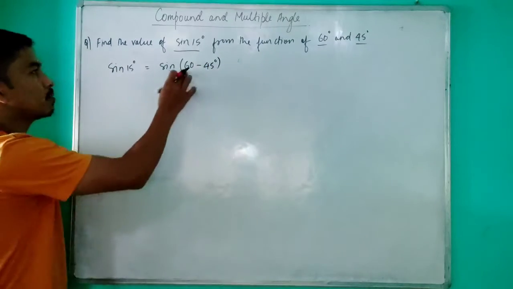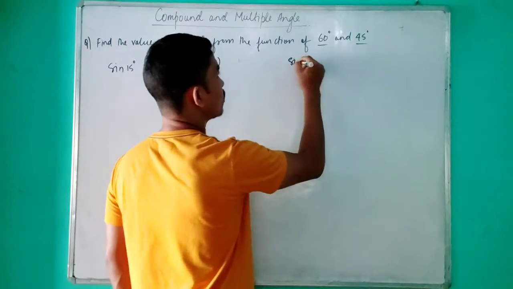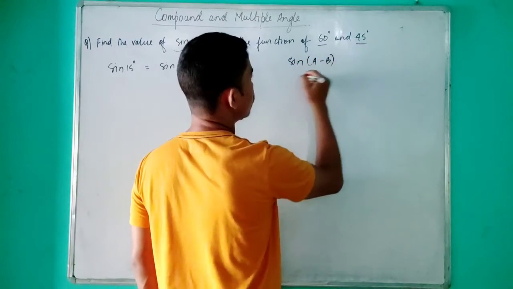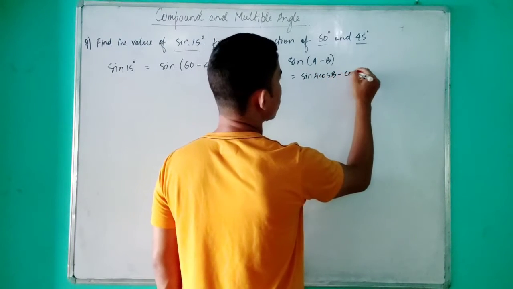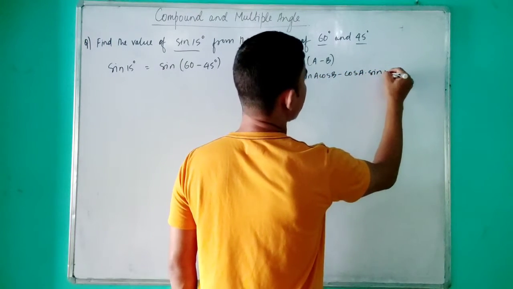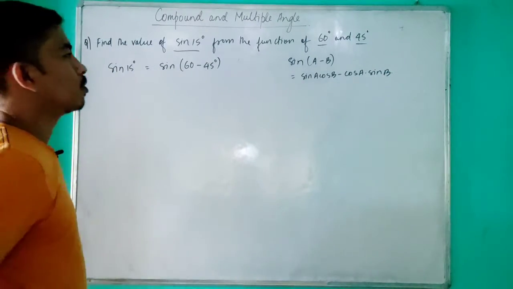Okay, so is that clear? 60 minus 45 is 15. So using that formula of sine a minus b. So what did we learn? Sine a minus b is equal to sine a cos b minus cos a into sine of b. Okay, so here a is equal to 60 and b is equal to 45.